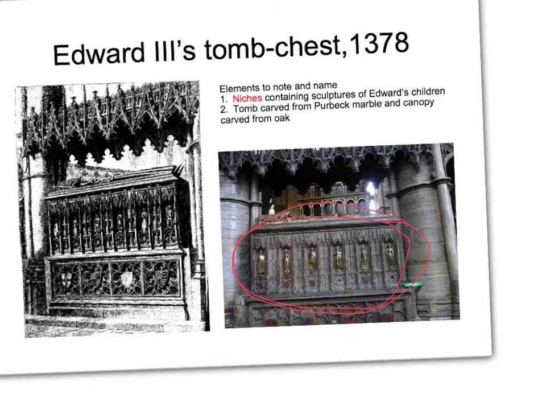That's made from a very hard kind of marble, which is found on the south coast of England in an area known as Purbeck. The canopy, this area over the top here, that's made from oak, again a very hard material and very difficult to carve, particularly in the kind of intricate tracery that formed part of this design.